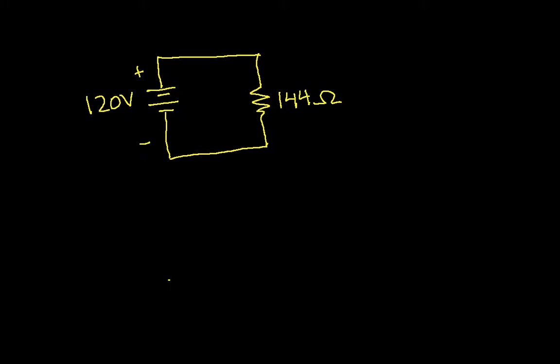But we'll ignore that for now, and when we actually do an example with AC voltages, you'll discover that the answers we get are exactly the same. That's the beauty of RMS values. But for now, just think of this as a voltage source of 120 volts connected to a resistor of 144 ohms. And so we'll define a current here, and our goal is to find this current.